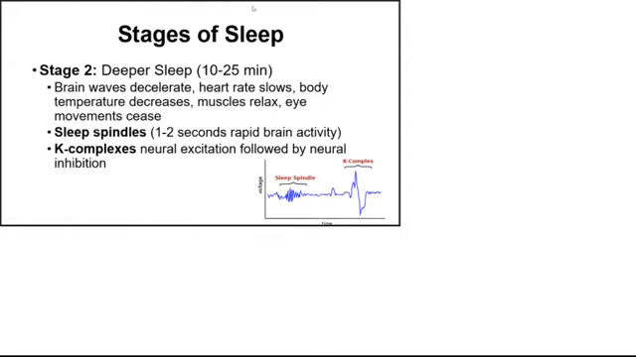If I switch over to a slightly different EEG output here, we can also see K-complexes. If we look at that new EEG, we still have our sleep spindles and our background relaxed theta waves, but now we see these big spikes, or one big spike, and that is a K-complex. It's an intense period of neural excitation and then neural inhibition. So we see a big up and then a big down and then back to normal.